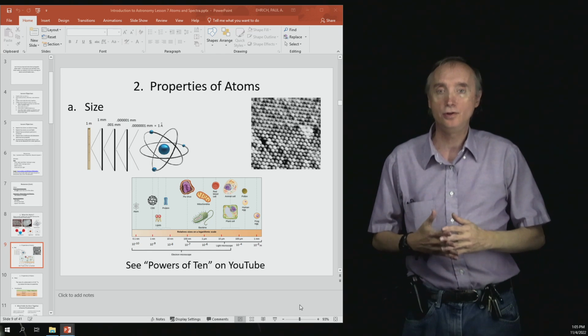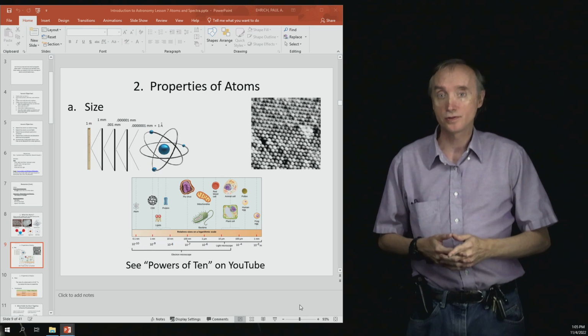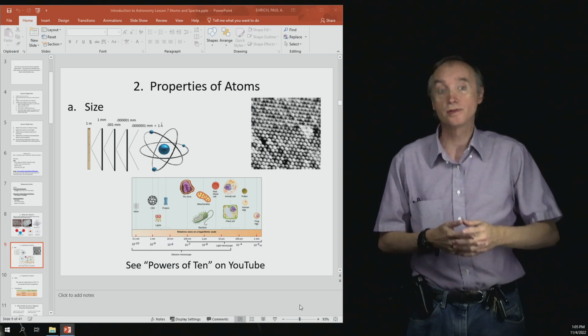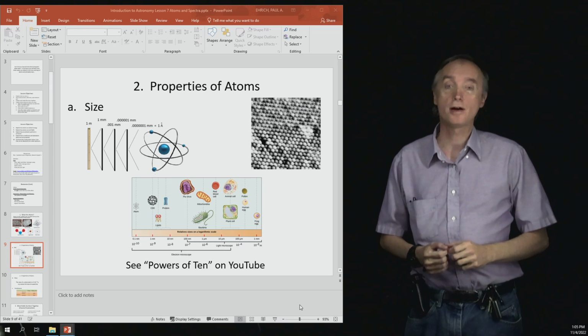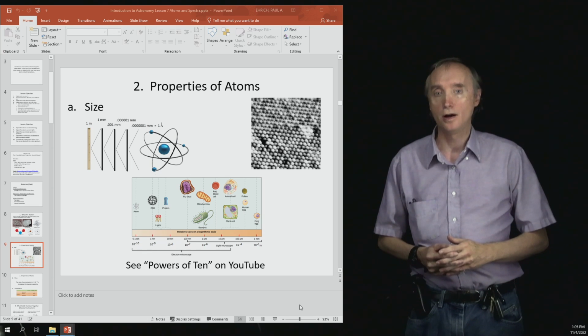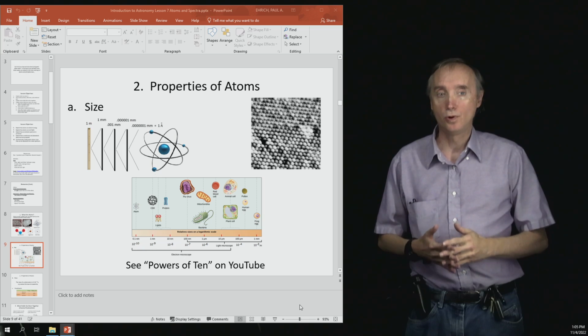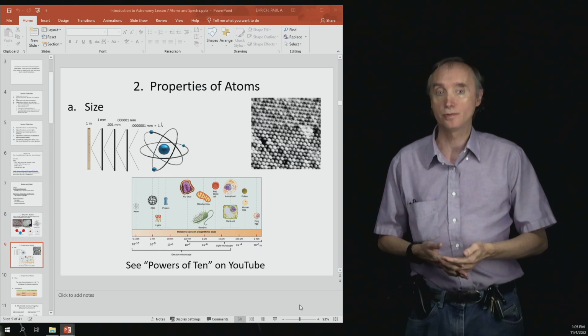Now imagine that you could take that meter stick and chop it up into 1,000 pieces. Then take one of those and chop it up into 1,000 pieces. Then take one of those and chop it up into 1,000 pieces. Then take one of those and chop it up into 10 pieces. Each of those little pieces would be approximately the diameter of the atom. So it's going to be 1 times 10 to the negative 10th meters across. We have a special word for that. We call it the angstrom.